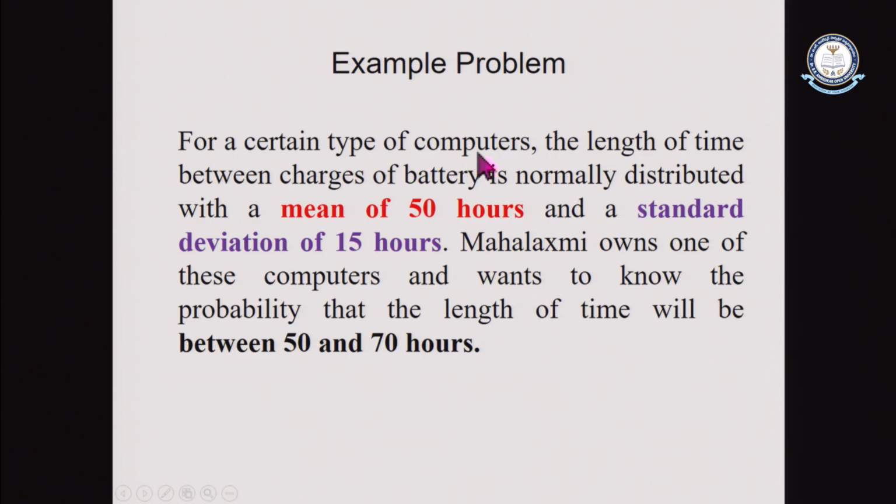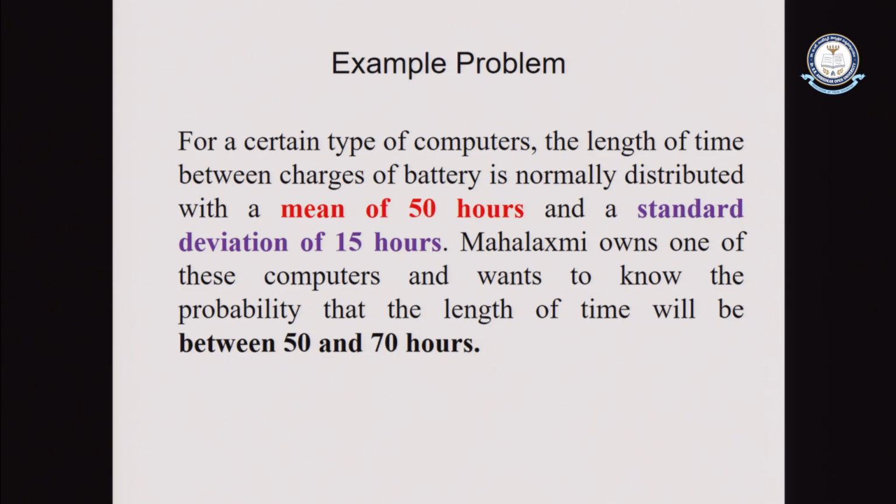Similarly, I can explain one more example problem for better understanding of this area property. For a certain type of computer, the length of time between charges of the battery is normally distributed with a mean of 50 hours and a standard deviation of 15 hours. Mahalakshmi owns one of these computers and wants to know the probability that the length of time will be between 50 hours and 70 hours. How much chance is there if she buys a computer?